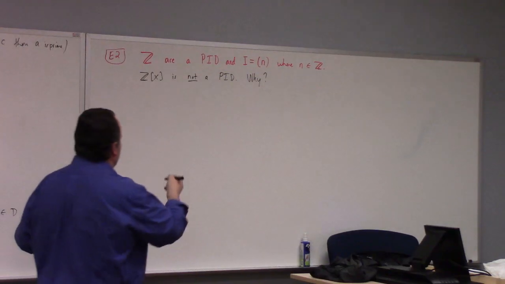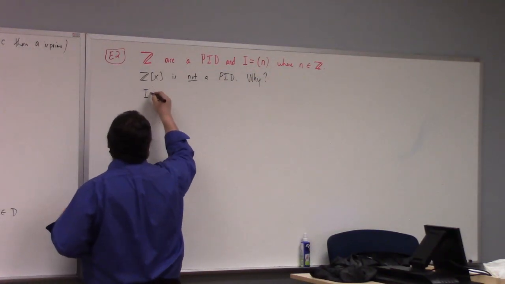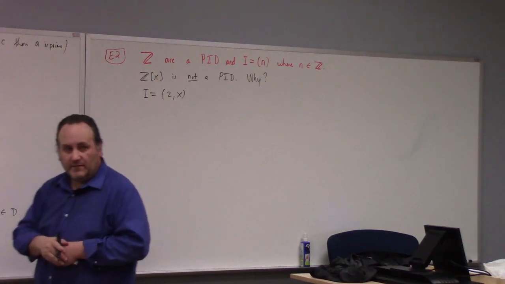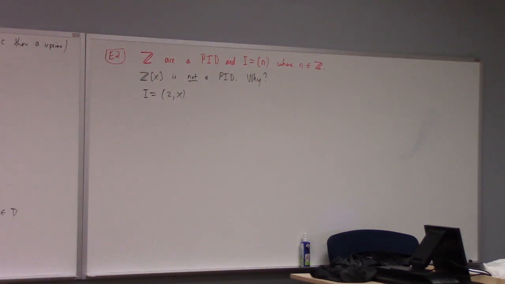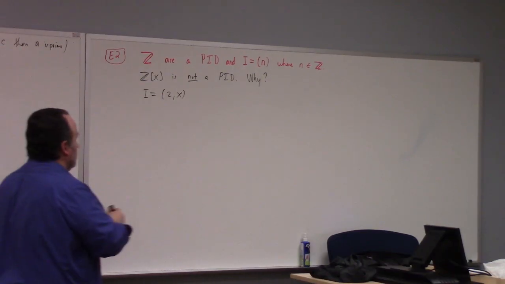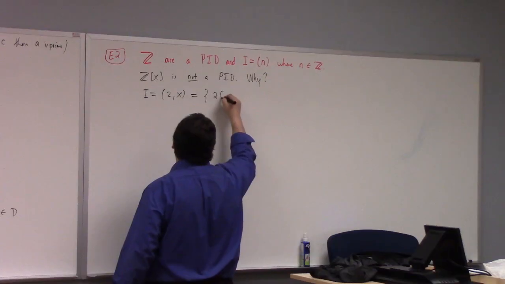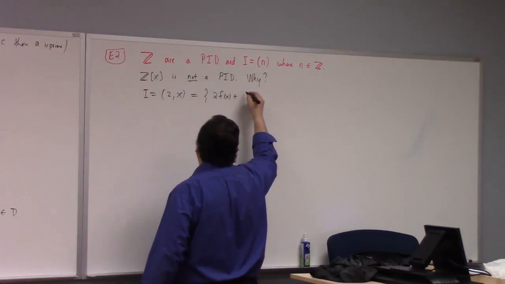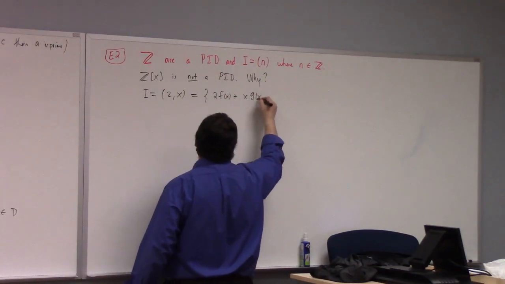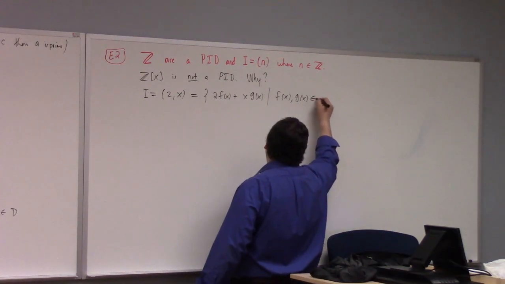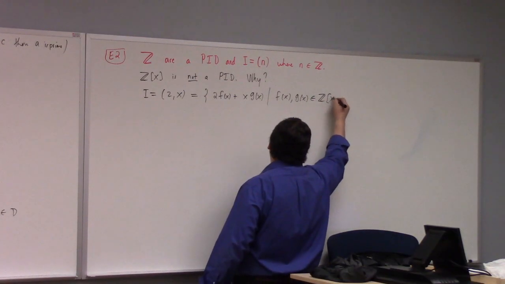So the standard example which is given is this. Let I be the ideal generated by 2 and x. Explicitly, what this looks like is 2 times f of x plus x times g of x, such that f of x and g of x are polynomials with integer coefficients.